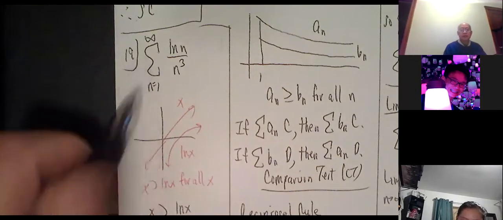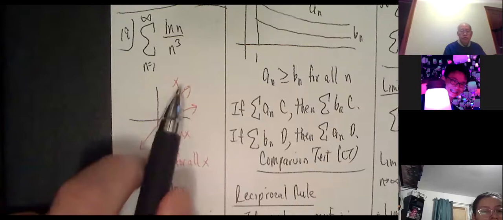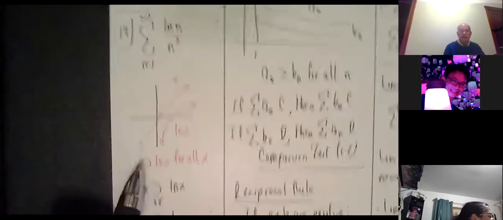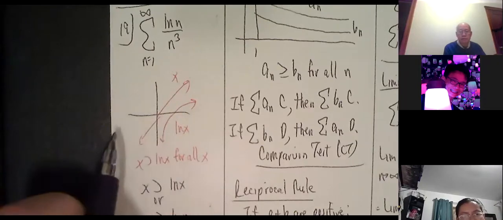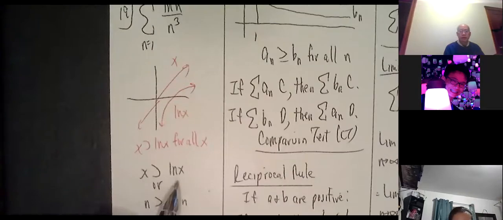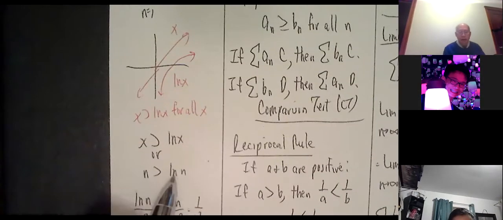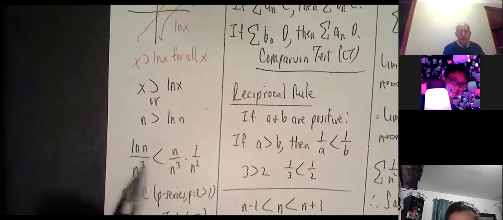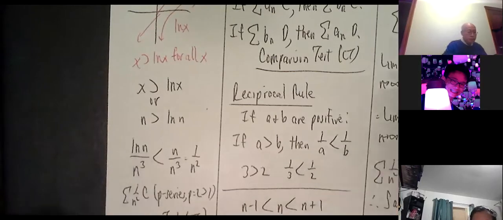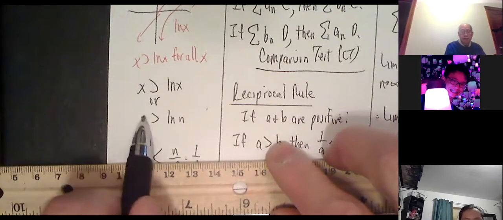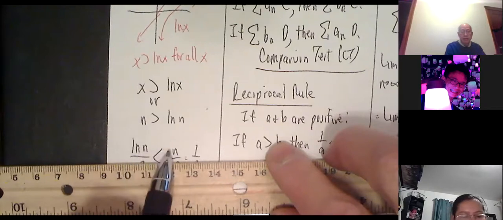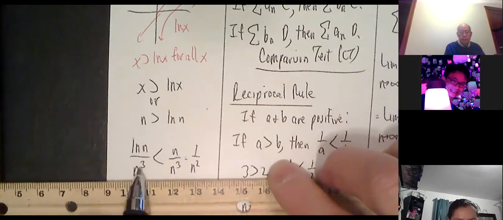Instead, we're going to go like this. Take a look at this. Here's y equals x. Here's y equals ln x. x is greater than ln x for all x. You can see x stays above natural log of x. x is greater than natural log of x, or just switching letters, n is greater than ln n. So I claim this: ln n is less than n. That says the same thing as this, just turn it around. Divide both sides by n cubed. n is positive, so that still holds. And that's the same as 1 over n squared.